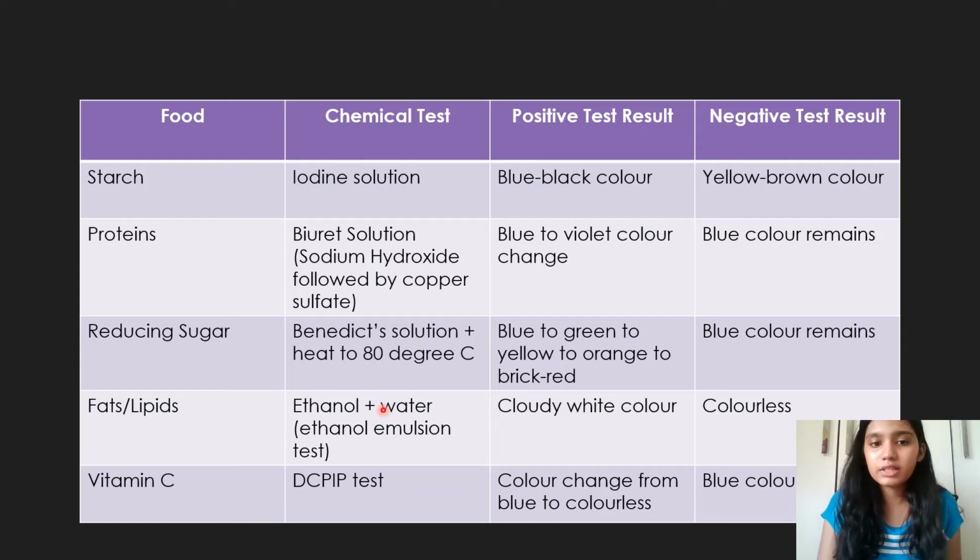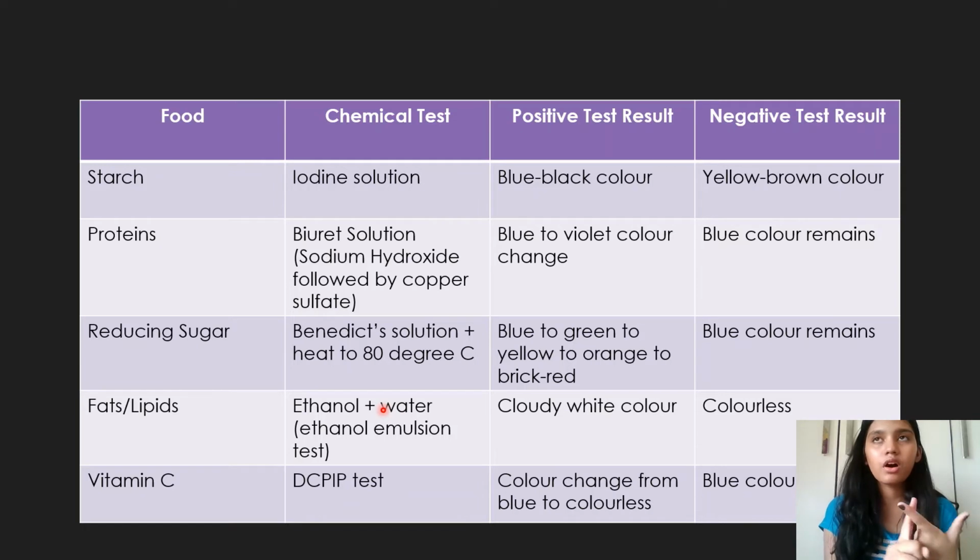Then you have vitamin C, which you use the DCPIP test, which is like, so if you add DCPIP to vitamin C, that is in lemon juice, there's a color change from blue to colorless, and if it's not, it's just simply blue. So for these tests, you need to remember you get a lot of ATP questions based on them. That is planning an experiment, which we will also have a separate video for.